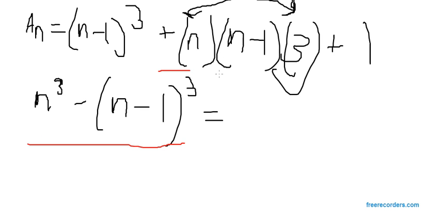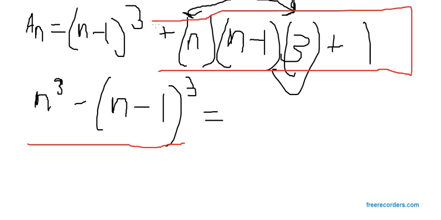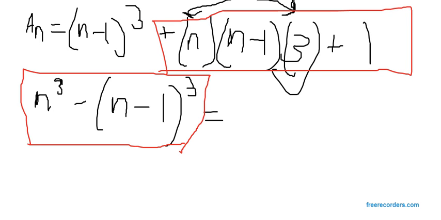What's also the difference between two consecutive cubes? This. This whole thing is also the difference between two consecutive cubes. Okay, so these two things are the same. This thing and that thing are the same thing. Okay? So now, how do I simplify this?